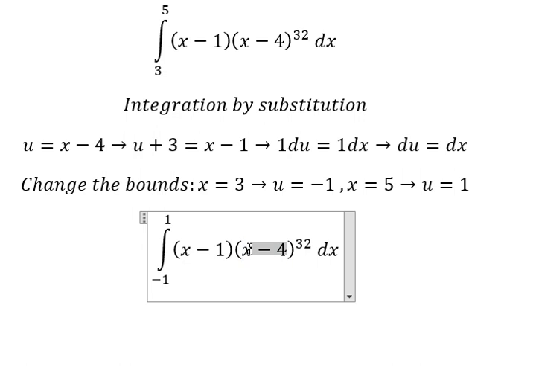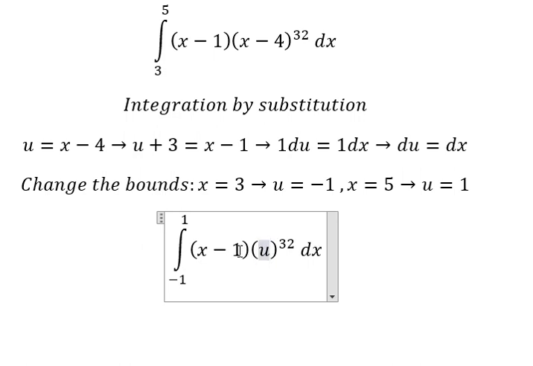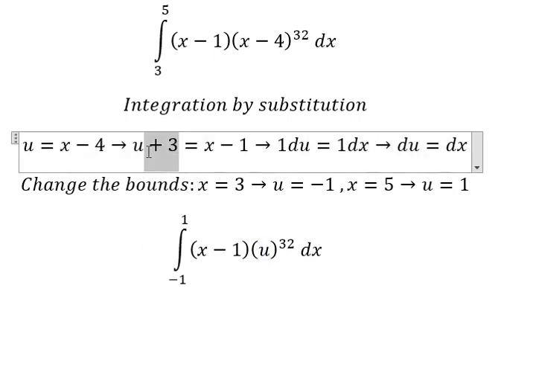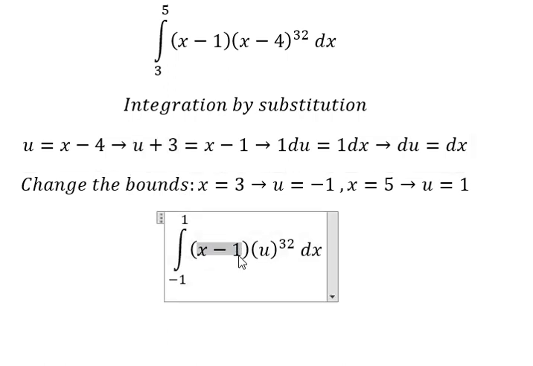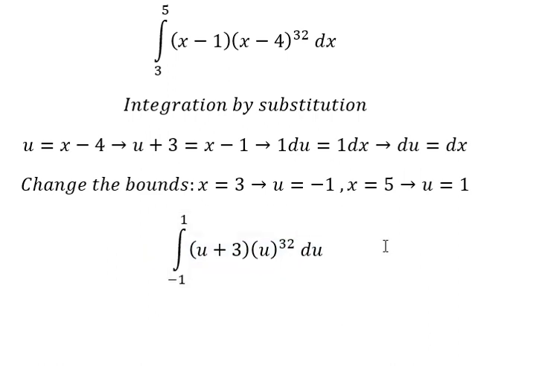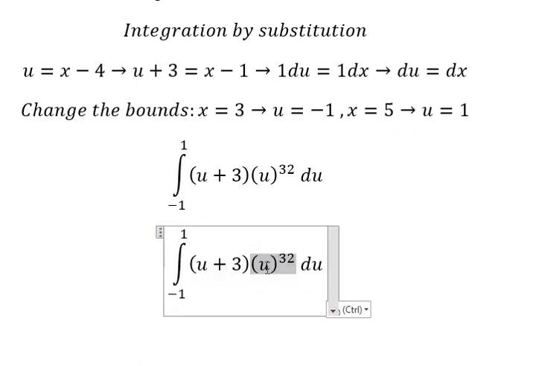This one we change to u. s minus 1 we change to u plus 3. The s we change to the u. So this one multiplies by this one and this one, and we have it like this.